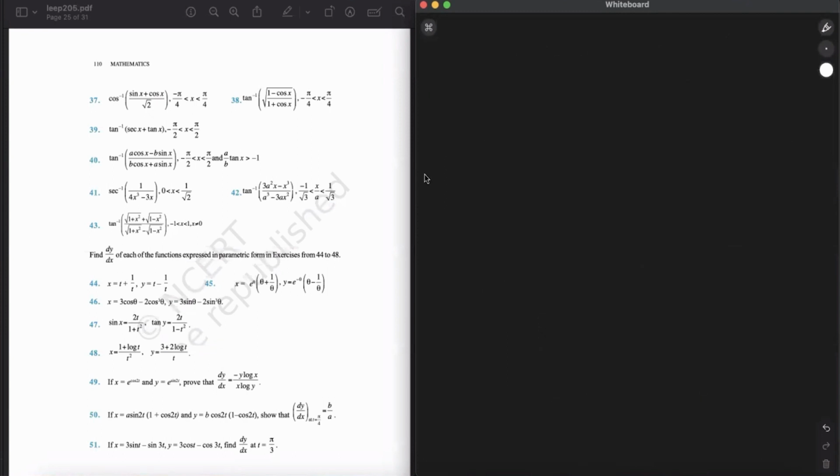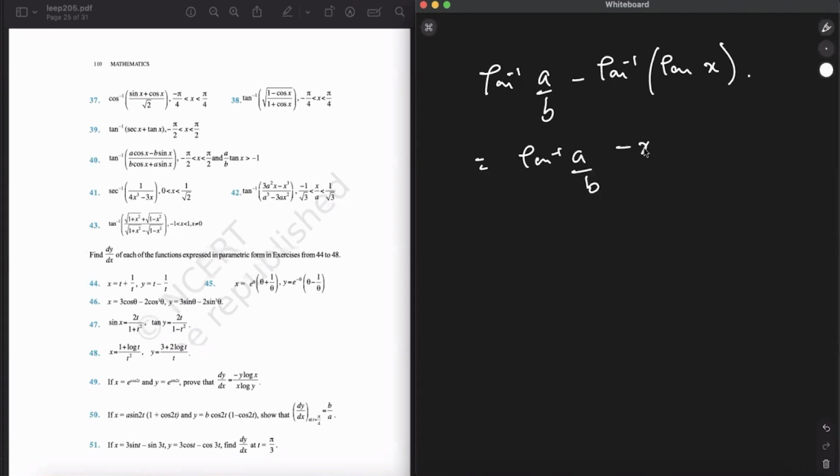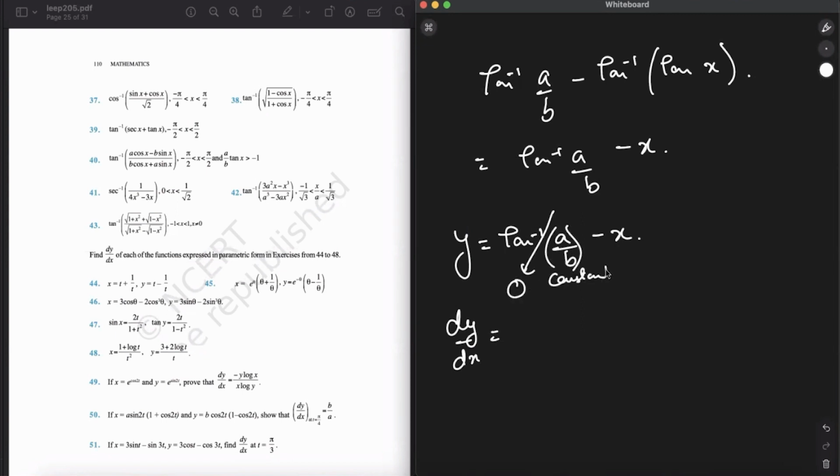Let's see what we are left with. I would get tan inverse a by b minus tan inverse tan of x. So y has changed to tan inverse a by b minus x. If I differentiate it with respect to x, the first part will come out to be 0 because both are constants, and the second part will give us minus 1, which will be the answer.